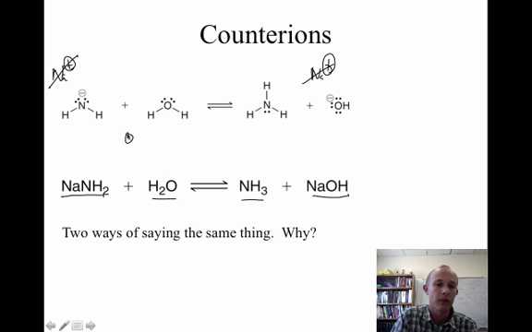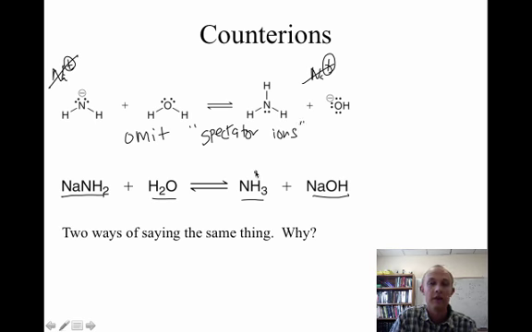So in the top one we're just omitting spectator ions. Don't be confused about omission or inclusion of spectator ions. Remember, this is an ionic compound, so you're going to have a sodium cation and an NH2 minus anion, and similarly you'll have a sodium cation and a hydroxide anion.